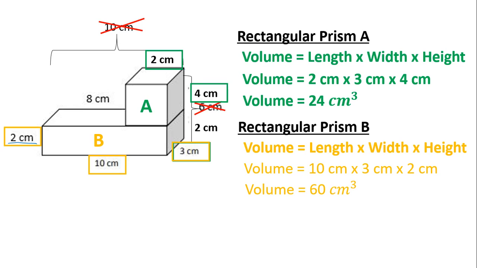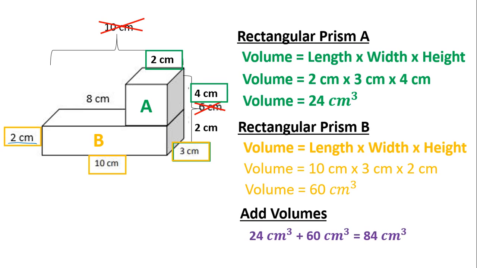So now we can add the volumes together. 24 centimeters cubed plus 60 centimeters cubed is 84 centimeters cubed. The volume of this composite figure is 84 centimeters cubed.